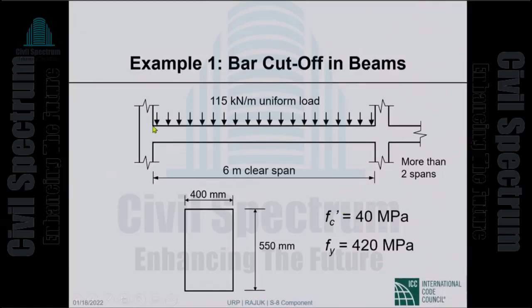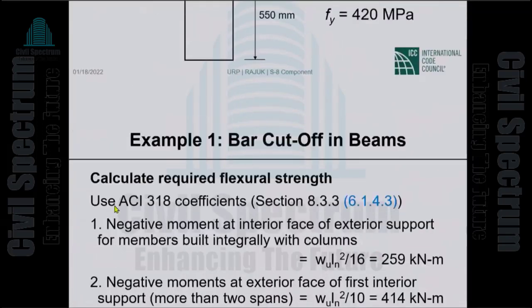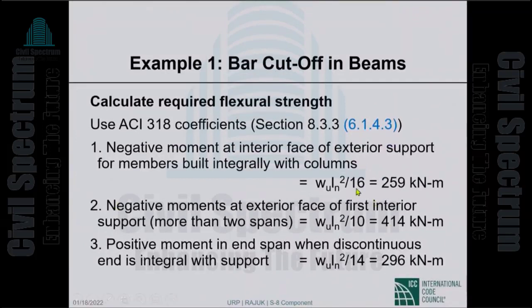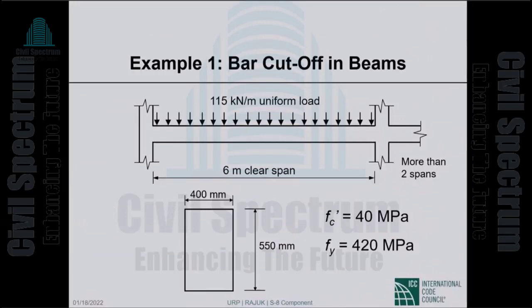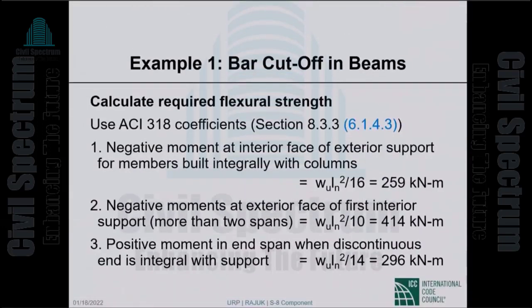Bending moment here is W ln square over 16, and that comes in our case to 259 kilonewton meters. W sub u is 115 kilonewton per meter. L sub n is 6 meters given. So the W is there, L sub n is there. Okay, so 259 kilonewton meters.